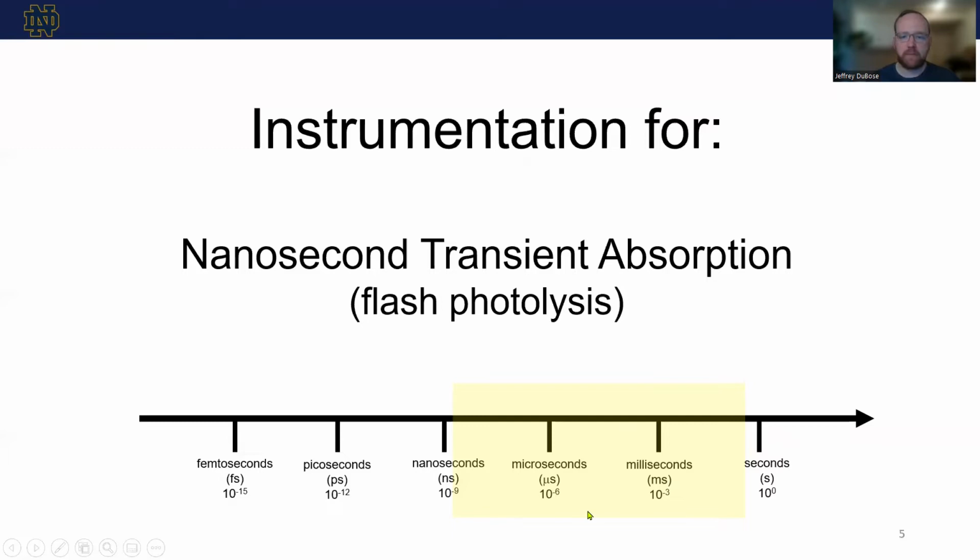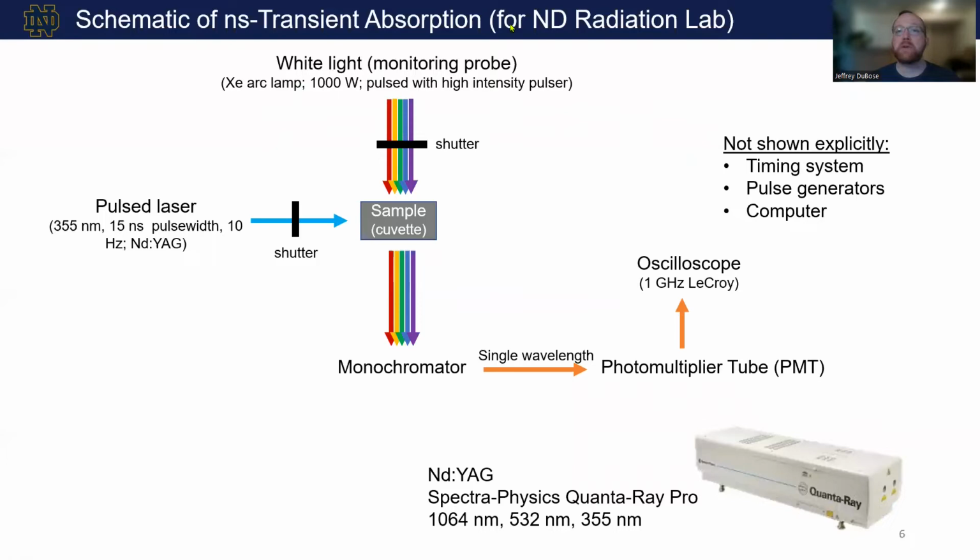Okay, so flash photolysis. Here's a schematic of the actual nanosecond TA setup in the Notre Dame Radiation Lab. Although this is specific to our setup, it is also pretty general to lots of setups that you'll still see today. We're using a pulsed laser, in this case about a 15 nanosecond pulse width. It's an Nd:YAG laser, a Spectra-Physics Quanta-Ray Pro, and that's going to be incident on the sample and excite it into the excited state. And of course, in transient absorption, we're exciting and then probing the transient species that are formed. If you're not familiar with what we're talking about, go back to the first part of the video, and that'll give you the basics.